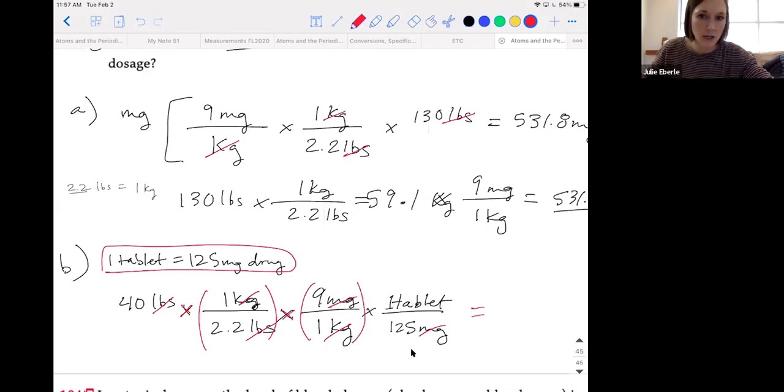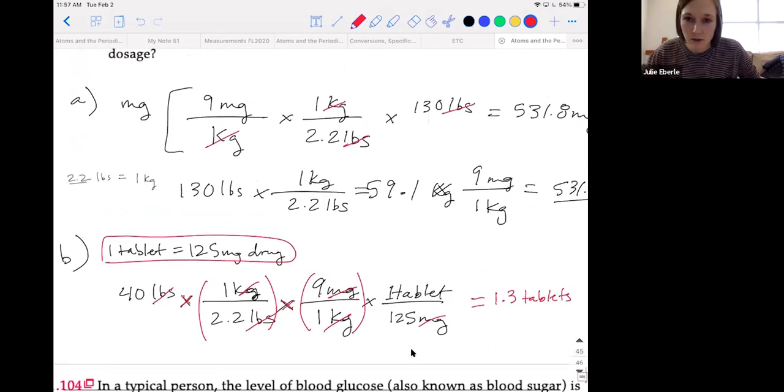How many tablets did y'all get? 1.3 tablets. So I'd probably round down and just give them 1 to be safe and see if that helped with whatever the drug was supposed to do. Okay, so we still have a few minutes left. Questions on this problem?